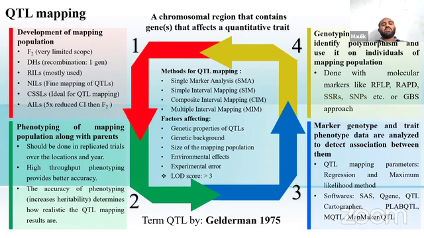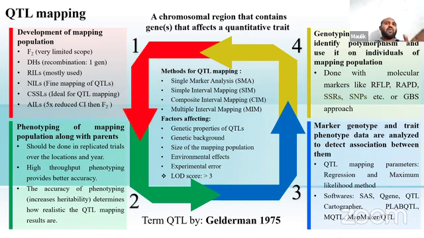Suppose a RIL population. How to develop a RIL population? First of all, choose two parents which are extreme for tolerance. One parent is highly susceptible to salt, and another parent is highly tolerant. So cross between these two parents and develop F1, F2.